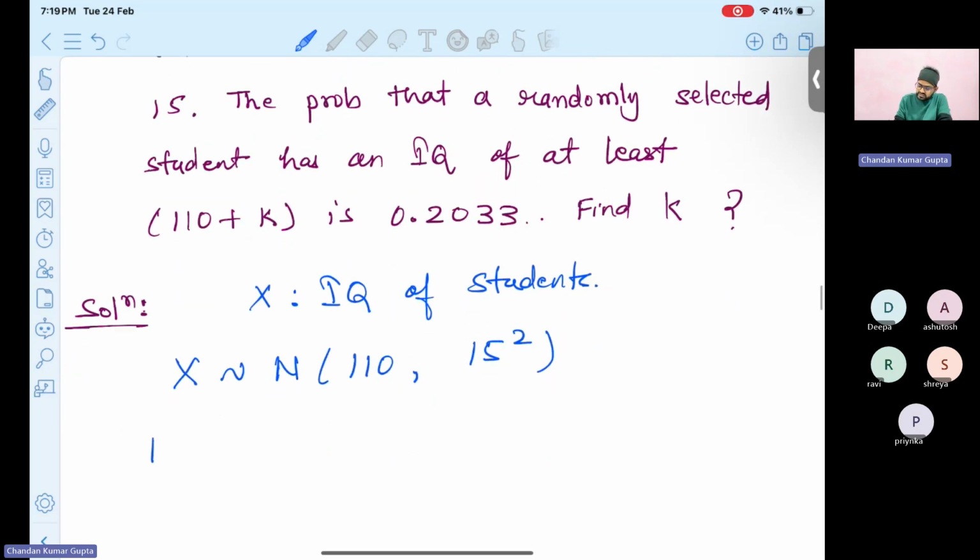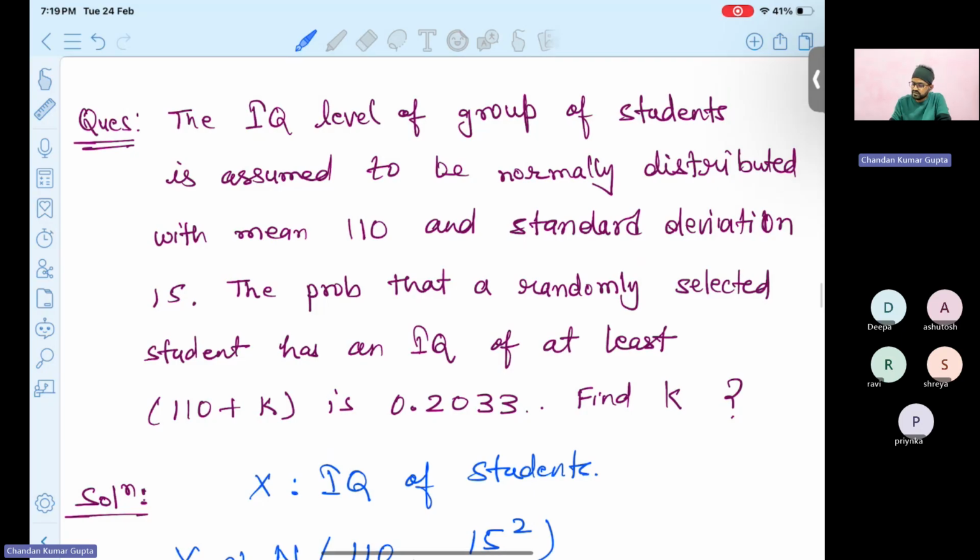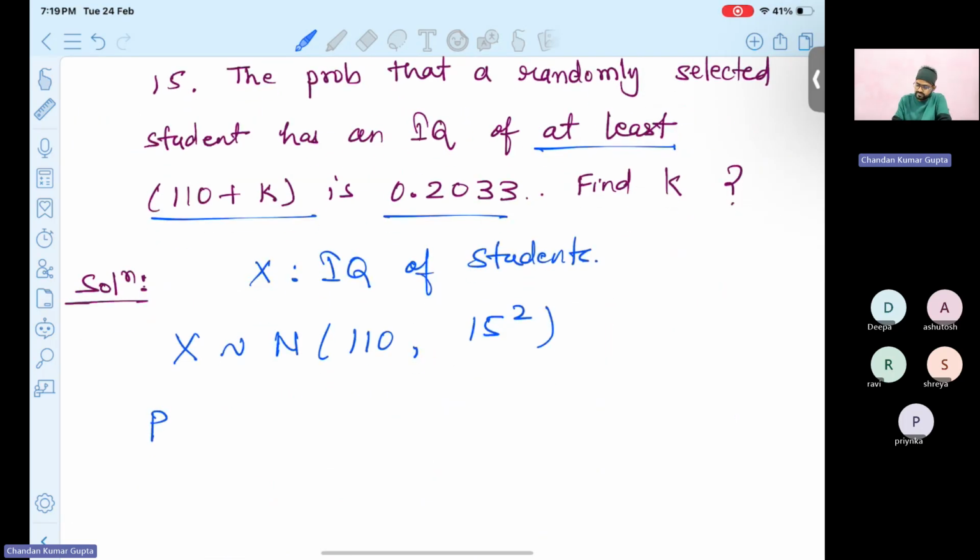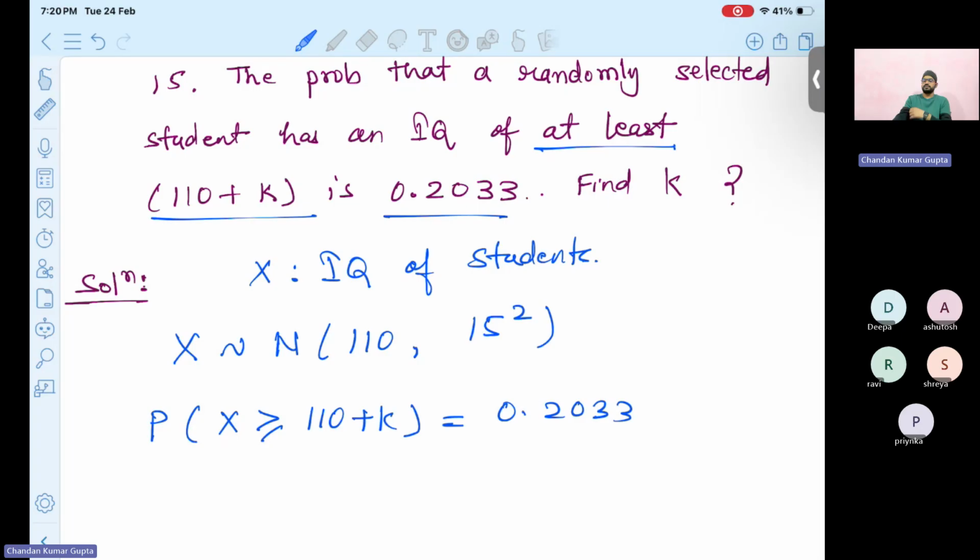Also, we are given the probability. The probability that x is greater than or equal to, at least, 110 plus k. Since we are dealing with a normal distribution, we can either skip or take greater than or equal to, or at least. So x is greater than this, and the probability comes out to be 0.2033.